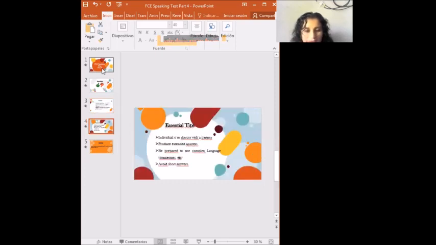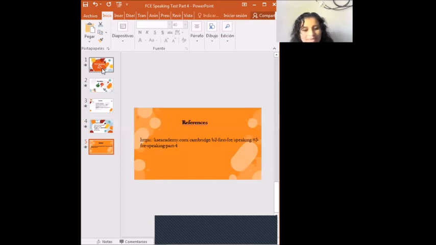Well, here we have some essential tips for this part. The questions will be answered individually or discussed with a partner. Produce extended answers. In this case, don't be afraid to talk. You need to expand your answer. And also be prepared to use complex language, and students will need to use some connectors, for example, however, on the other hand. Well, that's all. Thank you.